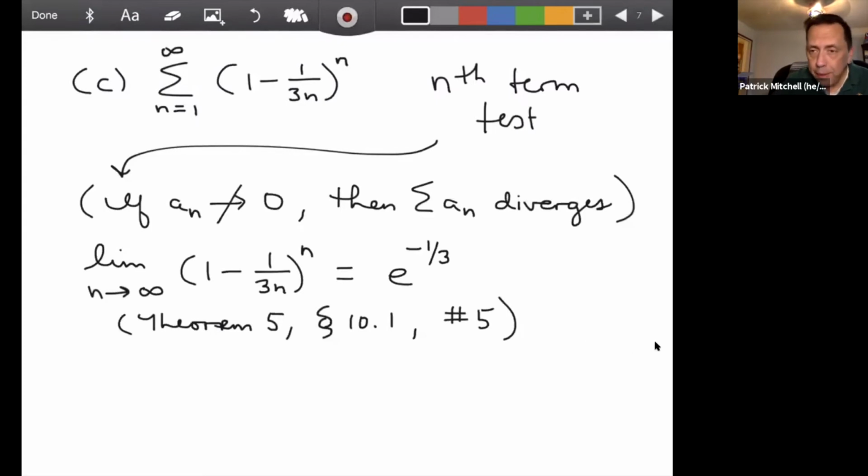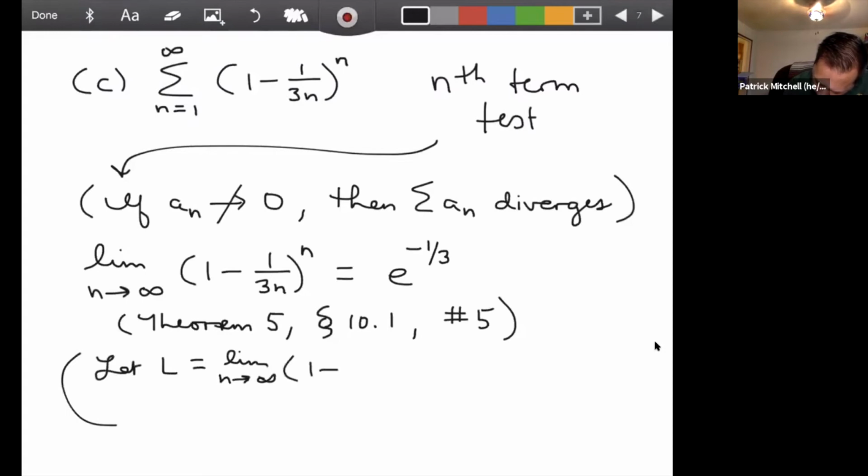So again, if you didn't have that theorem handy, the way that you could do this the long way is the way we talked about before. Let L equal the limit as n increases without bound of 1 minus 1 over 3n to the n, and look at the natural log of L, that trick.